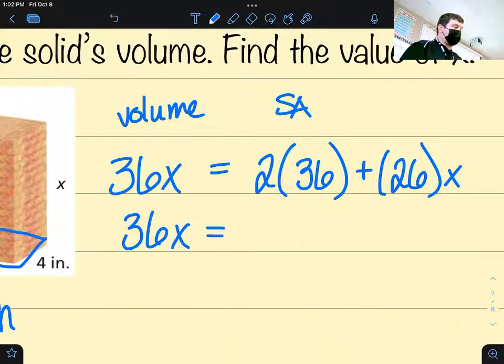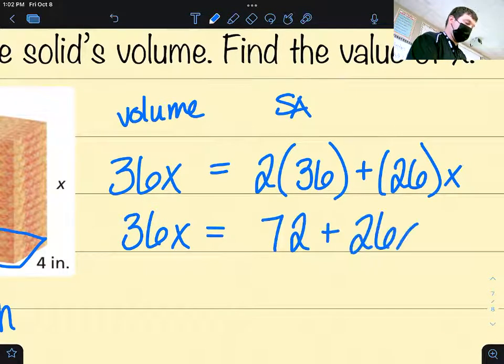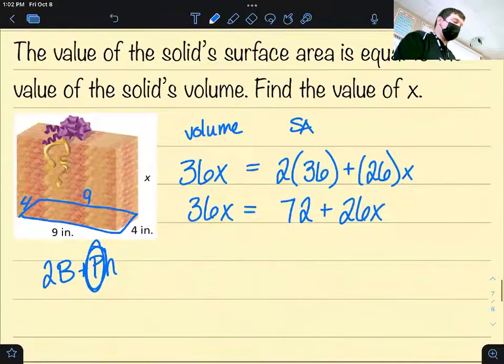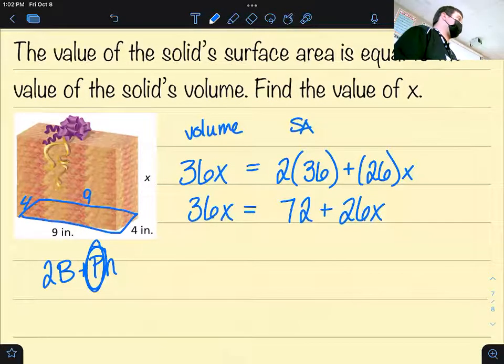On the right side, what is 2 times 36, Lizzie? 72. And another way I could write 26 times X is just 26X. So if you write it like that, it's not as bad as you may have thought this was going to be.